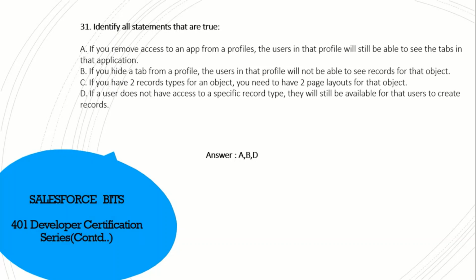If you have two record types for an object, you need to have two page layouts for that object. That's not true, because you can accommodate two record types in a single page layout. If a user does not have access to a specific record type, they will still be available for that user to create records. That's true.